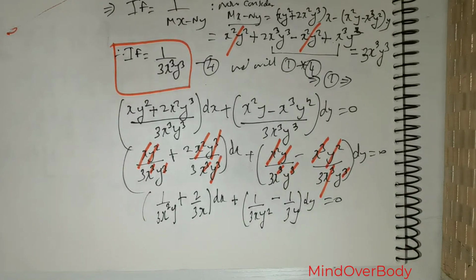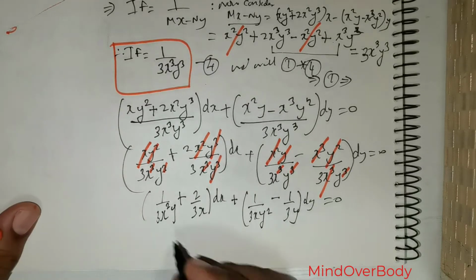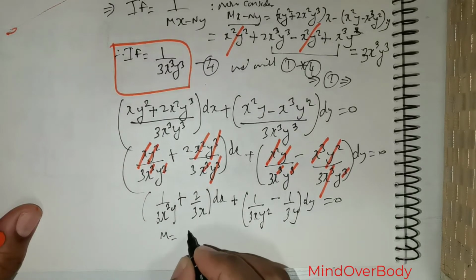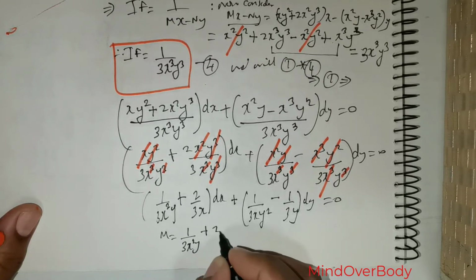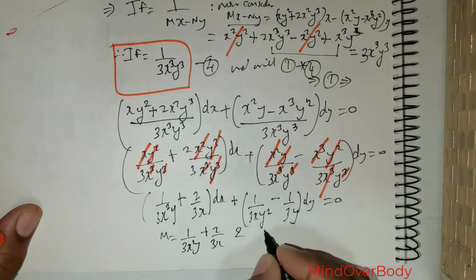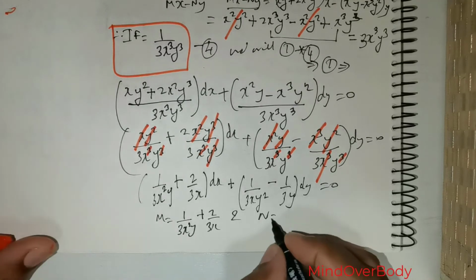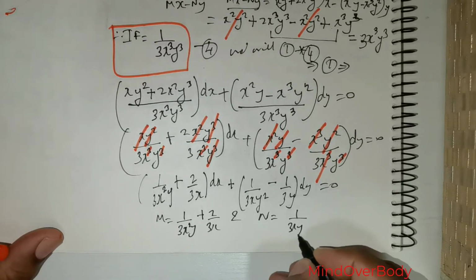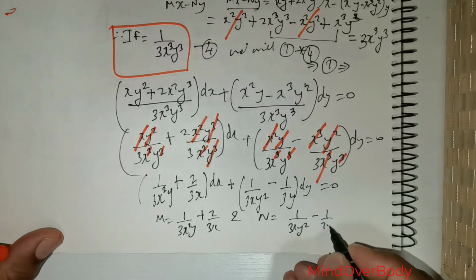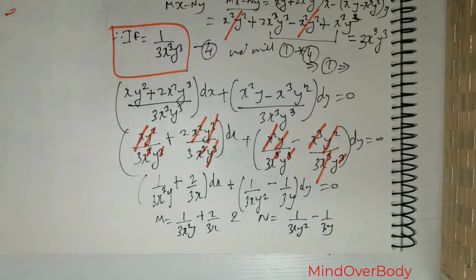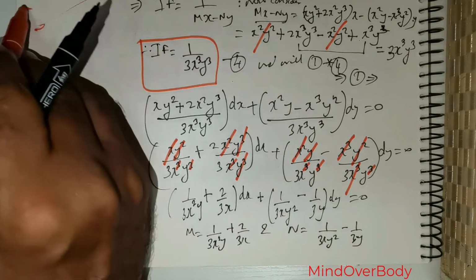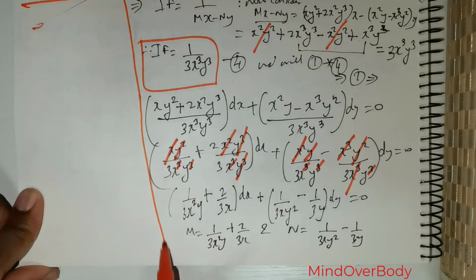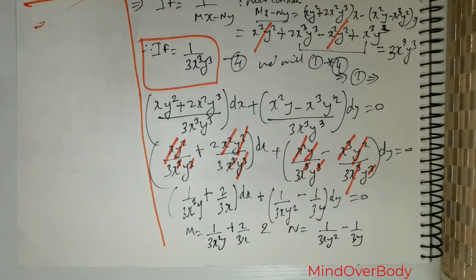So now we need to apply our check. From here, M is equal to 1/(3x²y) + 2/(3x), and my N is 1/(3xy²) − 1/(3y). So this is what we've got. Now I would like to use this space that you see here to perform the check.